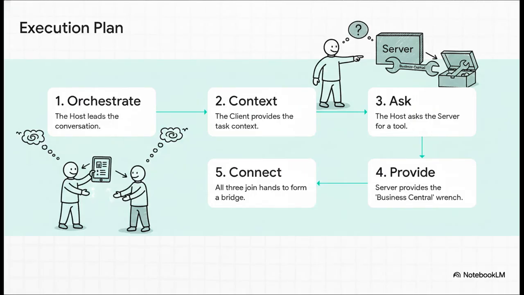Okay, here's the play-by-play. It all starts with the host, our orchestrator. The client gives it the task, the context. The host then turns to the server and asks for the right tool for the job. The server opens up its toolbox and hands over, let's say, the Business Central wrench, the exact application needed. And then finally, all three connect. They join hands, forming a complete context-aware bridge for information to just flow.